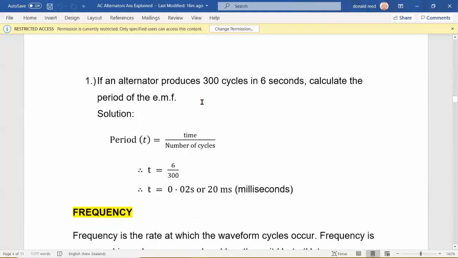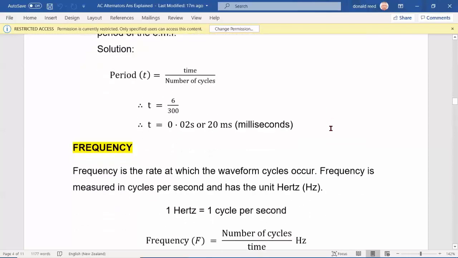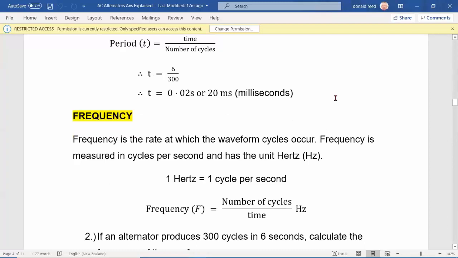If an alternator produces 300 cycles in 6 seconds, calculate the period of the EMF. Solution. So the period, which we put down as time, divided by number of cycles. So we have 300 cycles and we have 6 seconds. So time on the top, 6 divided by 300, and we should get 0.02 seconds or 20 milliseconds.